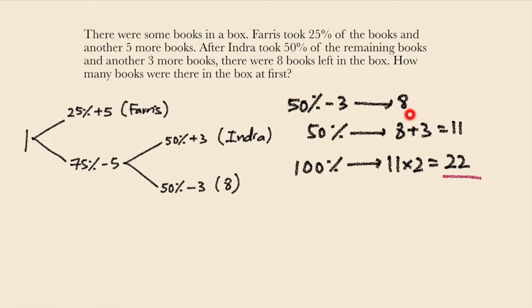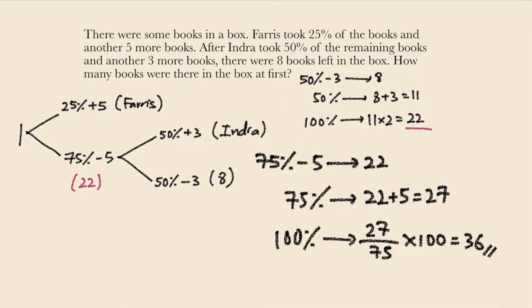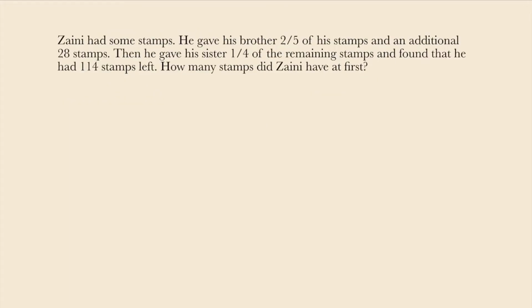50% minus 3 is 8. 50% is 11. 100% of the remainder here, these 2 branches, is 22. So we're going to write 22 here. Now, a new equation can be formed. 75% of the total minus 5 is 22. So we're going to bring that minus 5 over. So 75% of the total is 27. How many at first? Which means you are interested in 100% of the beginning amount. So that's 36.